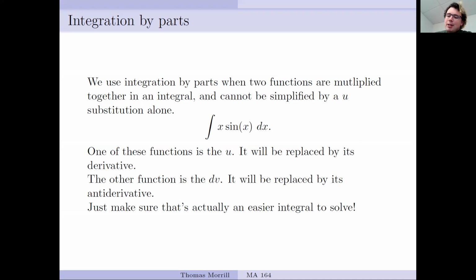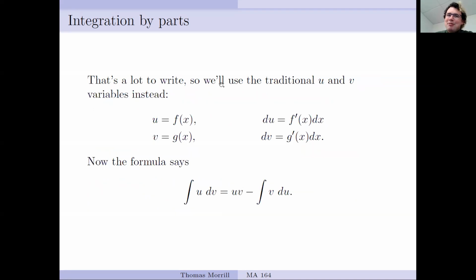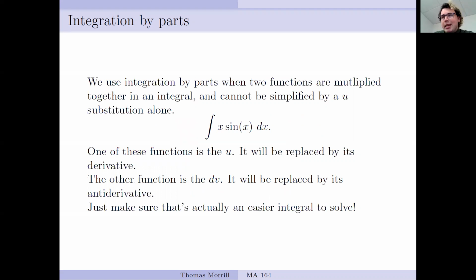Instead, I'm going to use the formula from my previous video. Integral of u dv is u times v minus the integral of v du. We're going to turn one integral into another, and this u times v is going to pop out. That means when I'm looking at this formula, x times the sine of x, one of those pieces will be the u in my integration by parts formula.